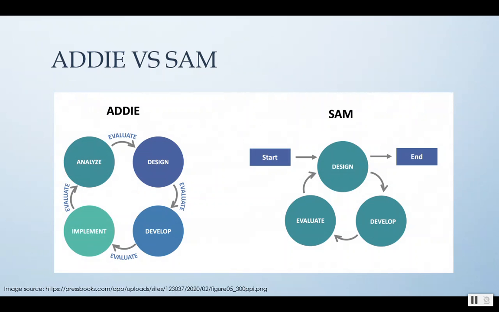ADDIE and SAM are two different approaches that share a similar language. Now that we've discussed ADDIE, let's focus on SAM. As you can see by the diagram, SAM is a more concurrent system than ADDIE. SAM begins with a brainstorm, and then once everything is planned out, subsequent stages run simultaneously.